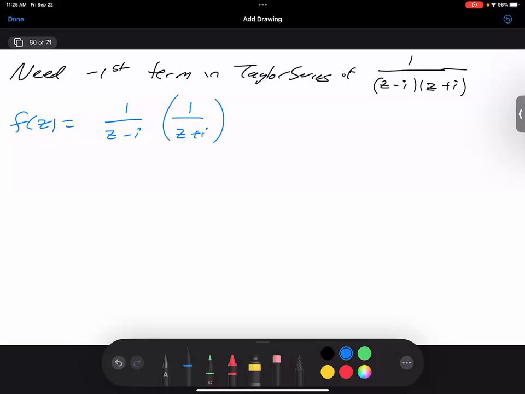We care about the negative first coefficient of everything. I've got a z minus i outside. That's already giving me a power of negative 1. Which term do you think is going to matter for the 1 over z plus i? Not the first degree term. The zeroth term, the constant term. All I care about is the constant term. Can anybody figure out what the constant term is of 1 over z plus i?